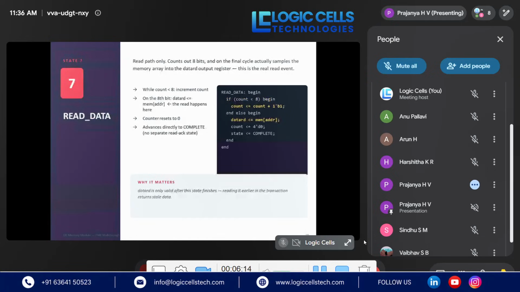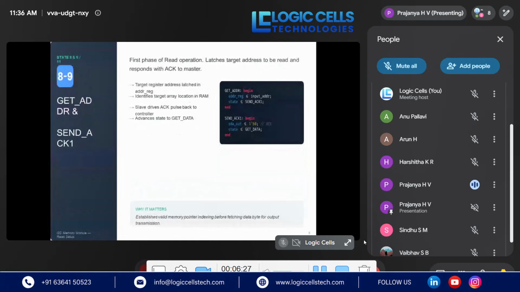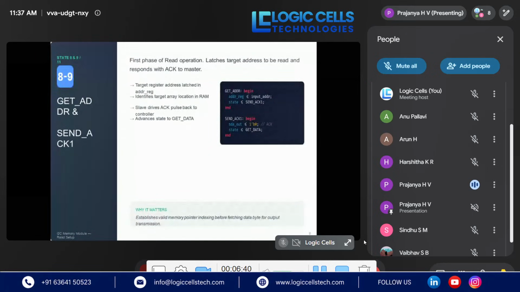Then the read operation. The read path uses four states after the first address acknowledgement: get address and send acknowledgement. The first phase of the read operation latches the target address to be read and responds with an acknowledgement to the master. The purpose is to send an acknowledgement after receiving the address, and the controller indicates that the address has been successfully received. Then it proceeds to get the stored data.